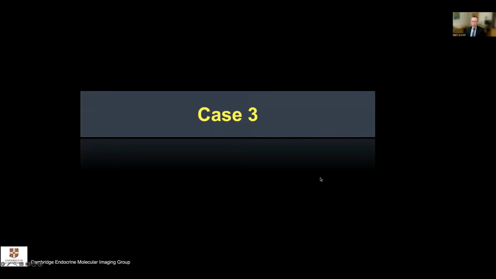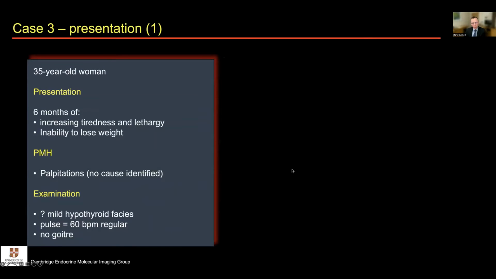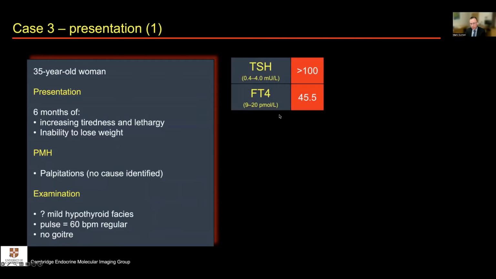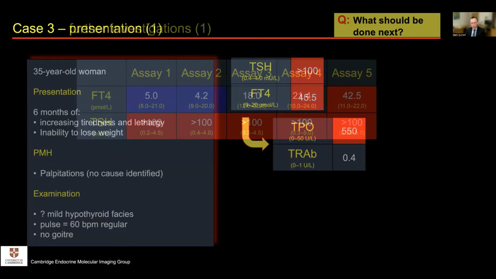I'm going to move on now to a different consideration from an assay perspective. This was a 35-year-old lady who presented with a number of features that suggested hypothyroidism, but interestingly had a history of palpitations in the past. But the TSH was markedly elevated, and the free T4, however, was also elevated. Thyroid peroxidase antibodies were clearly detectable, whereas TSH receptor antibodies were not. So what should be done next?